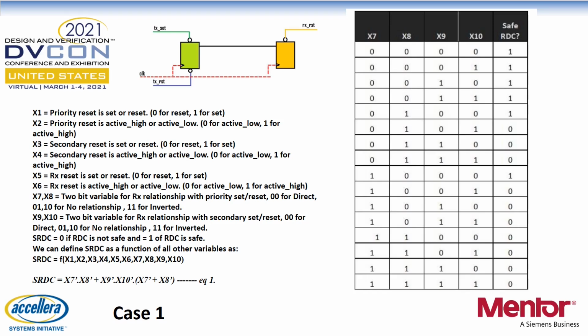Apart from these, there are four variables x7, x8, x9 and x10, which tell the relationship between the priority set reset and the RX reset, and the secondary set reset with the RX reset. For all these variables, 0 0 we have considered as a direct relationship, 0 1 as no relationship, 1 0 as no relationship, and 1 1 as the inverted relationship. And based on these values, we have prepared our truth table, as you can see on the right of this slide.